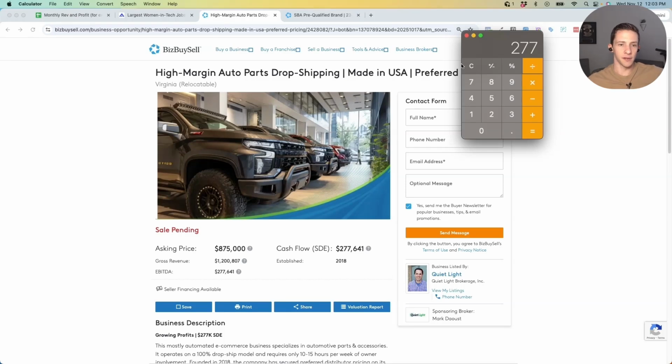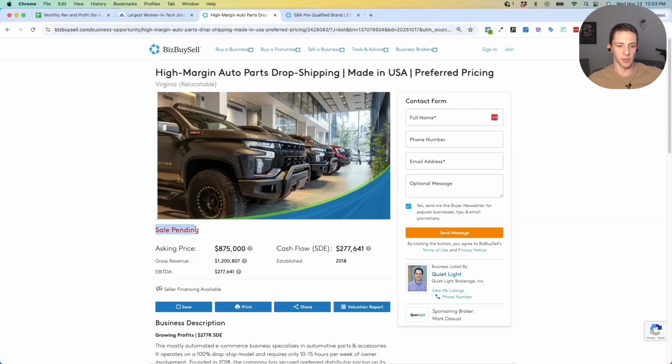On the high side of things, they would be more valuable or valued on the higher side of things if they have multiple suppliers, have been in business for a substantial period of time, have some good volume, and have healthy margins. This business has close to a 25% margin. That's pretty good. I would say this is very healthy. I'd expect this to be valued on the high side of a drop shipping business. So let's just calculate it. And here they have it calculated at 3.15. I'd say this is a pretty fair valuation.